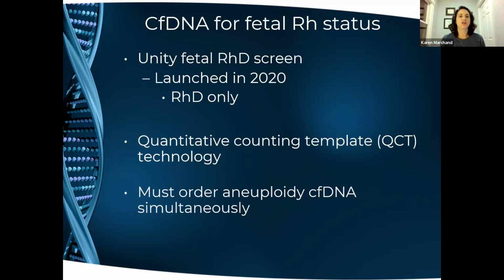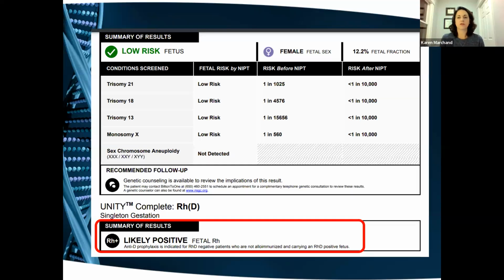So the latest iteration of this is through a company called Billion to One, and they launched their Unity fetal RHD screen in 2020. And at that time, it was just RHD only. They use a different technique that they call quantitative counting template technology. And with this testing, they do sort of get around the insurance issue by requiring that a provider order aneuploidy screening simultaneously. So they bill for the aneuploidy screening and then release results for both the aneuploidy screening and the Rh status. So this is what one of those reports looks like.